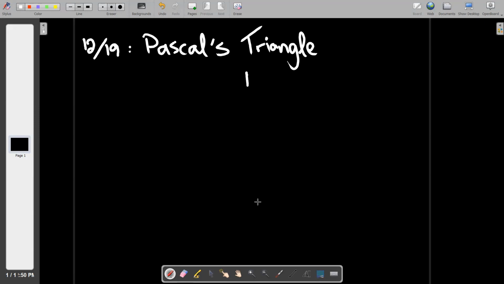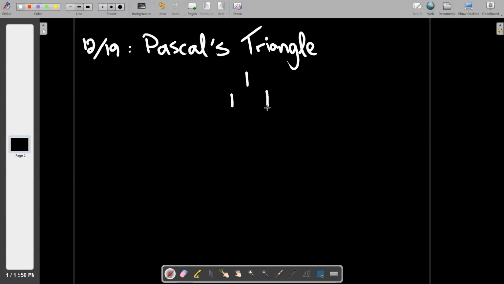Now every row that we make after this will start with a 1 and end with a 1. And every term in the row will be the sum of the 2 numbers diagonally above it. That doesn't make any sense yet because there's not enough stuff. So for the next row, we're going to just put 1 and 1.